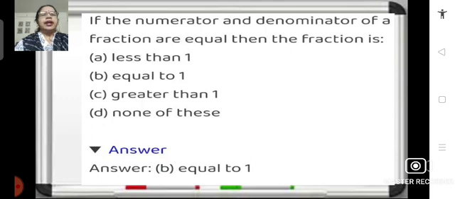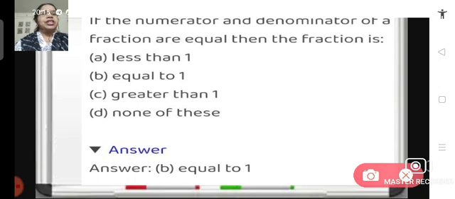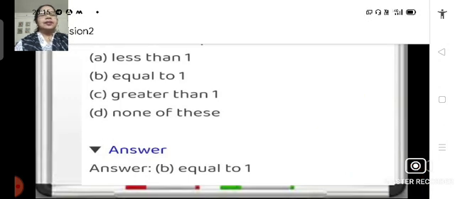If the numerator and denominator of a fraction are equal, then the fraction is, we have 4 options here, less than 1, equal to 1, greater than 1 or none of these. Children, when we have the numerator and denominator both same, then what will it be? It will be equal to 1. For example, if we take both the numerator and denominator as 7, what do we get? We get 1. It is equal to 1. So, option B is the correct answer.